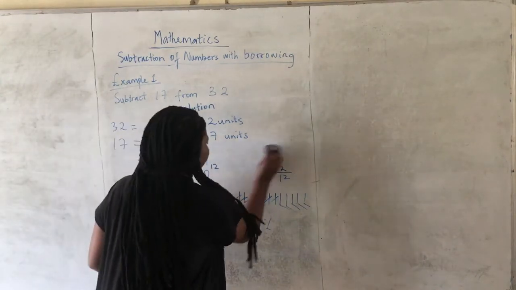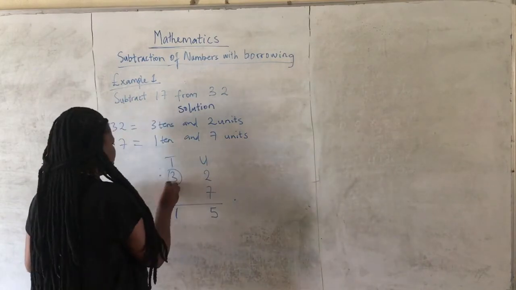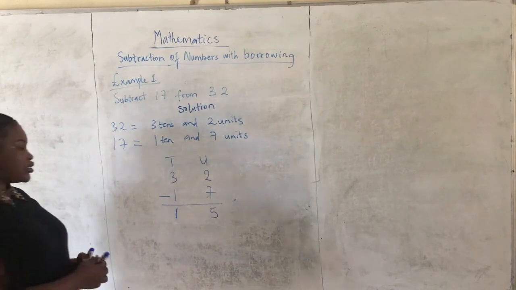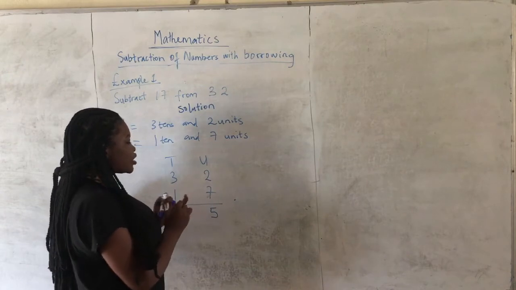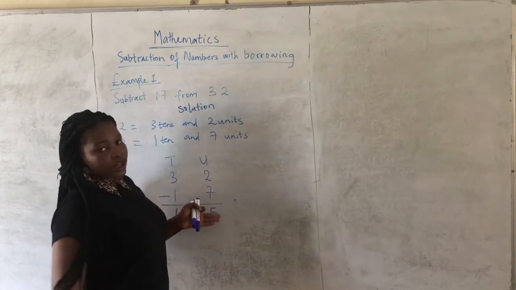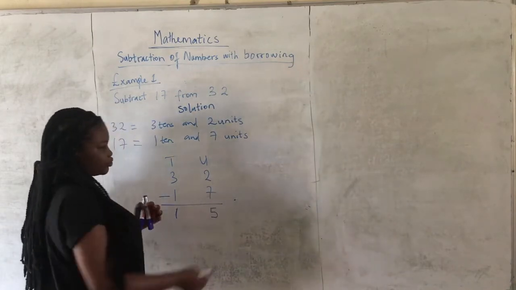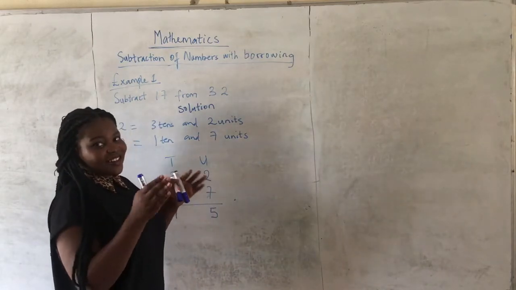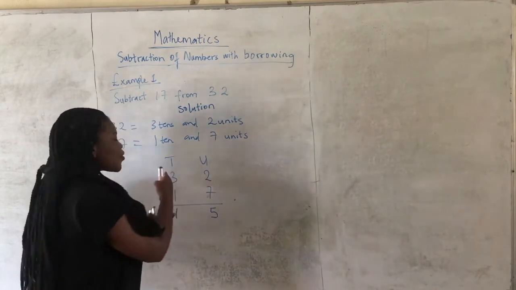I repeat. We are to subtract 17 from 32, but we'll take it column by column. Now, 2 minus 7 is impossible. So, we borrow. Turn to your neighbor and borrow. But don't do it. I told you, don't borrow. It's not good to borrow every time. So, we borrow from 3.